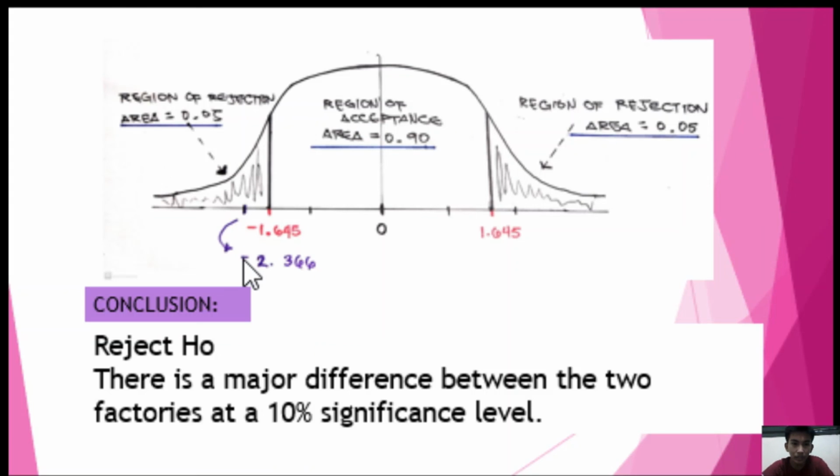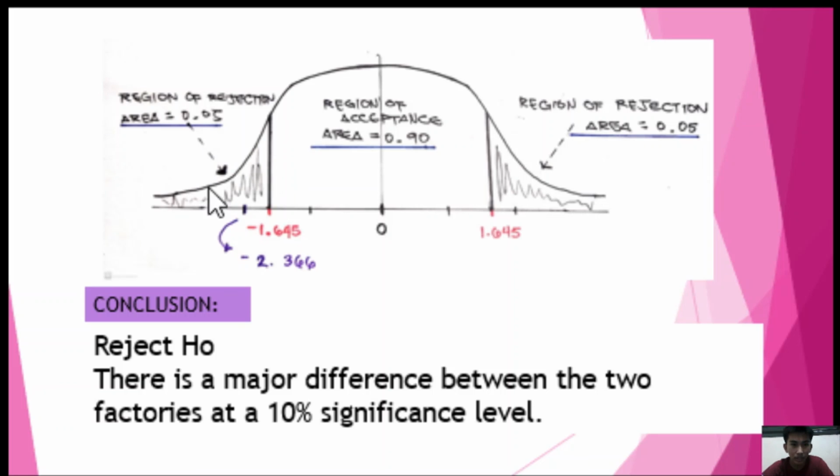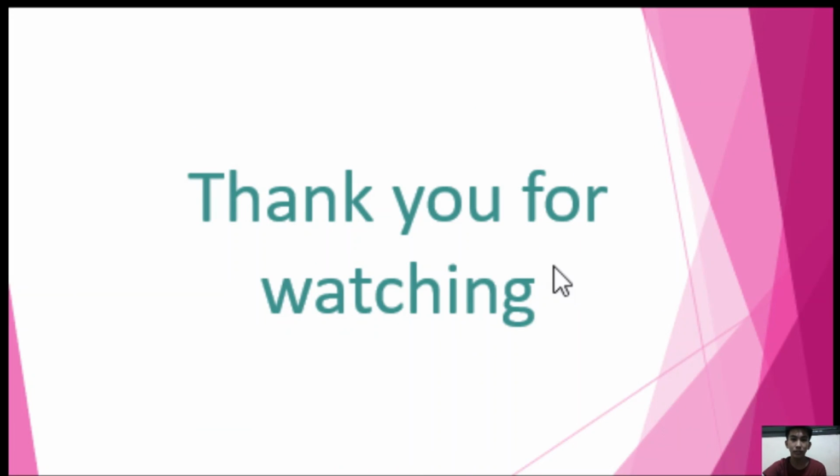So, yung nakuha nating negative 2.366 dito, yung value ng z, nandito siya sa region of rejection, kaya itong negative 2.366 dito is na-reject, hindi ina-accept. So, yung conclusion nito is reject the null hypothesis. There is a major difference between the two factories at a 10% significance level. At diyan nagtatapos ang ating lesson sa chapter 9. Salamat sa panonood.